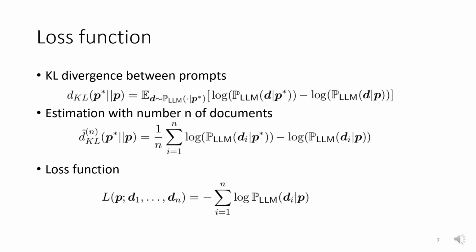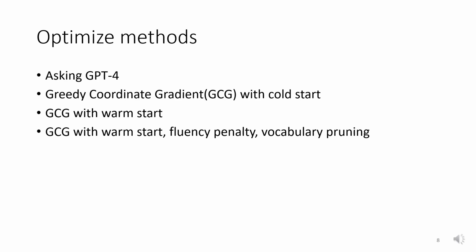To solve this problem, they define a loss function from the KL divergence. First, the KL divergence can be formulated as the following equation. Then we can draw some number n of documents to compute the estimator d hat as the approximation, which is what we are going to minimize for finding the prompt having similar functionality to the ground truth prompt. Now we can define the loss function by dropping the terms that don't depend on p, and the remaining parts look like this.